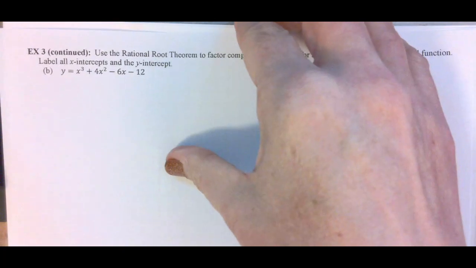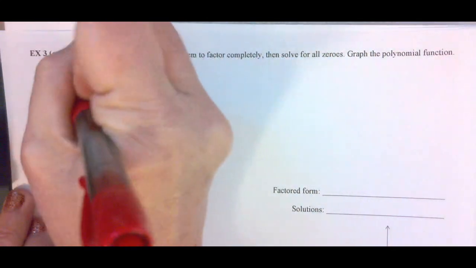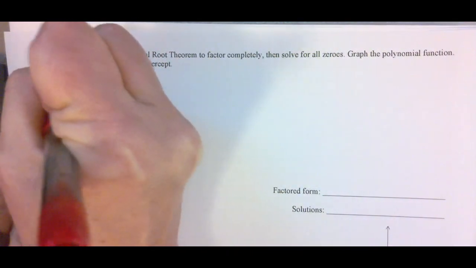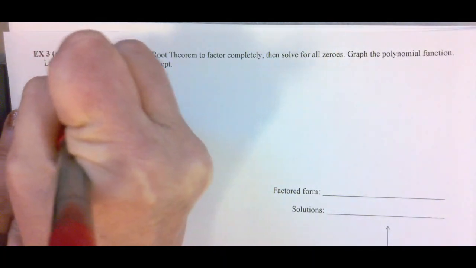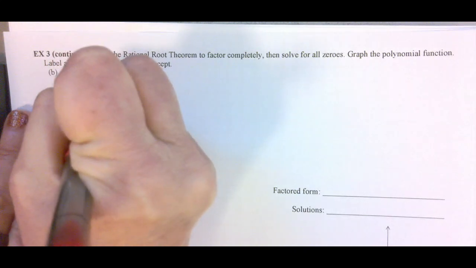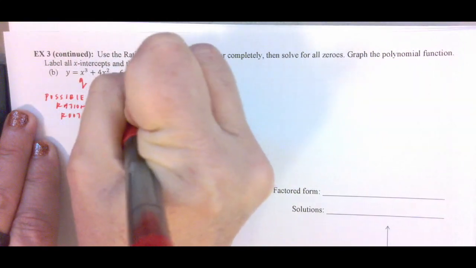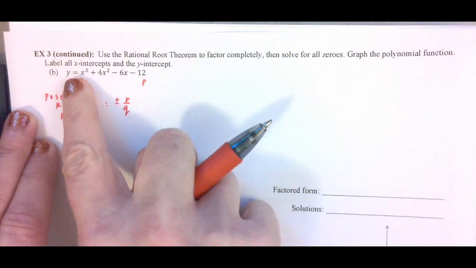Okay, let's do one more example. I'll just move a little faster this time. So here again, I want to make a list of my possible rational roots. So again, P here, Q here. So for my possible rational roots, plus or minus p over q. I need factors of 12 over 1.